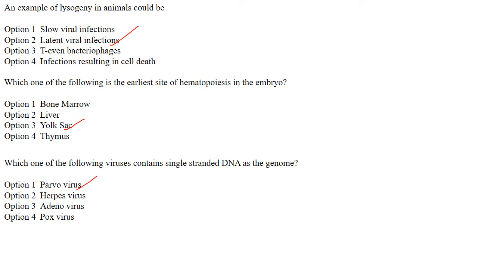Then which one of the following is the earliest site of hematopoiesis in embryo? So it is yolk sac. Answer is option 3. Which one of the following viruses contains single-stranded DNA as the genome? So it is parvovirus. Answer is option 1.